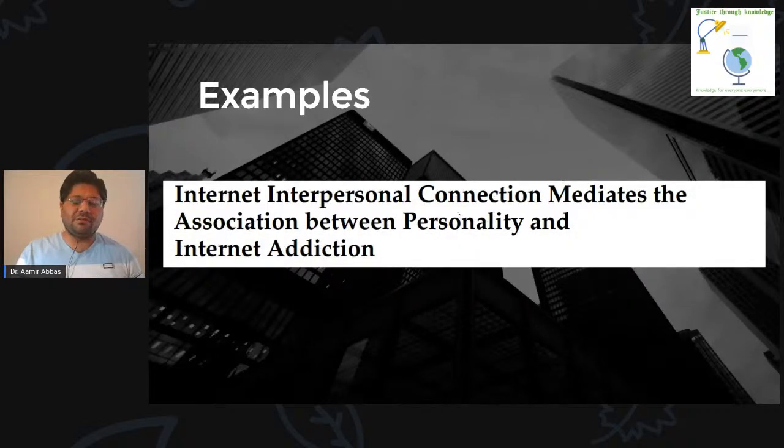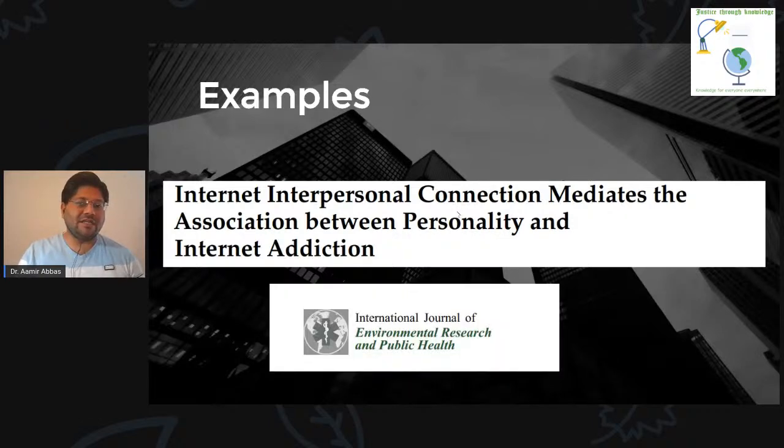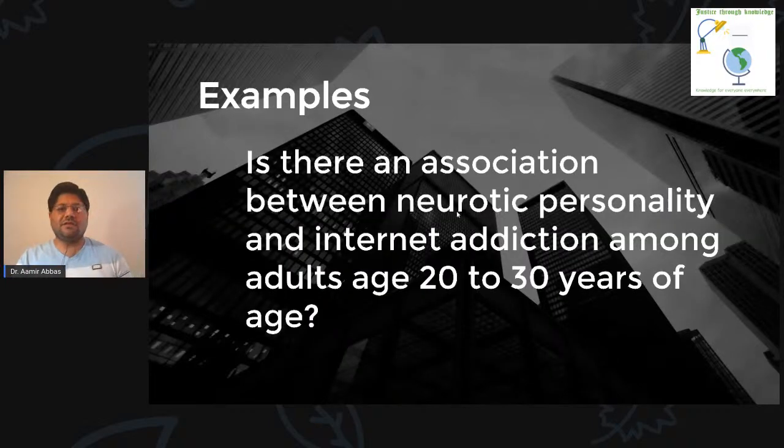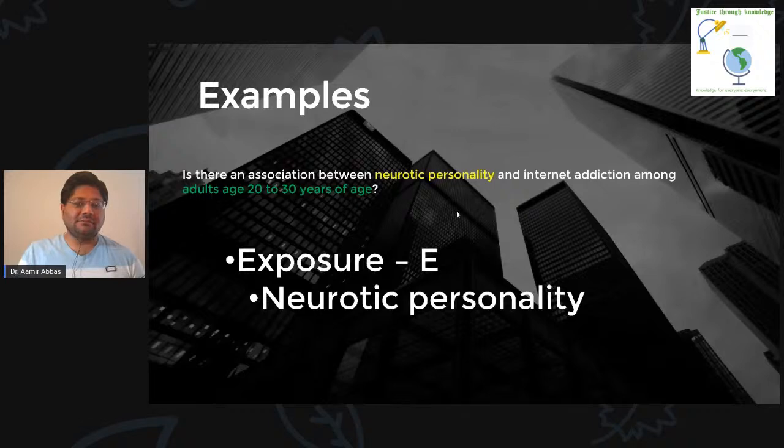We are going to take another example, which is a non-interventional study. This was a study again published, and the title of this study is Interpersonal Connection Mediates the Association Between Personality and Addiction. One of the research questions which was identified from the methods of this study is, is there an association between neurotic personality and internet addiction among adults aged 20 to 30 years of age? The population in this research question is adults with an age of 20 to 30. Exposure is the neurotic personality.